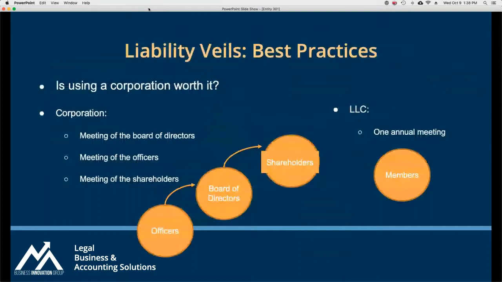And then the other thing, going back to the idea of there being officers, board of directors, shareholders, right, is using a corporation worth it? Well, getting that extra formality and the extra rigidness of the corporation may not be worth it either, right? Because then you're going to have 3 meetings, one meeting of the officers, board of directors, and shareholders versus just one annual meeting for the members of the LLC, right? Does that make sense? Yeah, that makes sense.